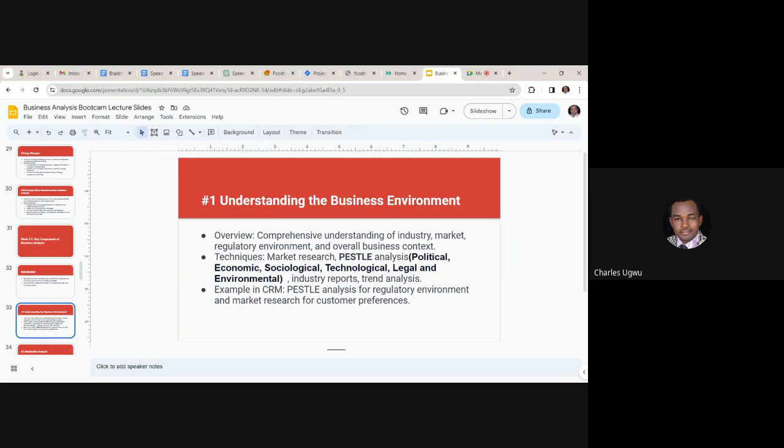So this can be applied in so many other areas, not only in CRM. It can be applied in other areas like ITSM, e-commerce, a lot of, so it's not only in CRM that it can be applied. It can be applied in ERP as well. So in a nutshell, this is what understanding the market environment is. So this is the number one thing you need to do. So that is number one component of business analysis.